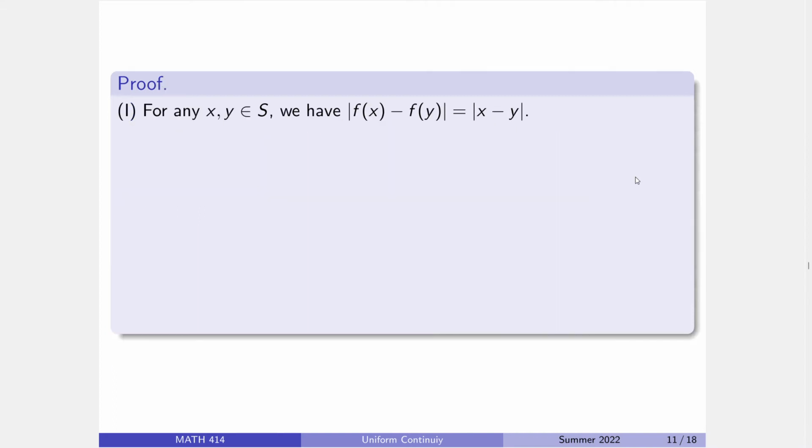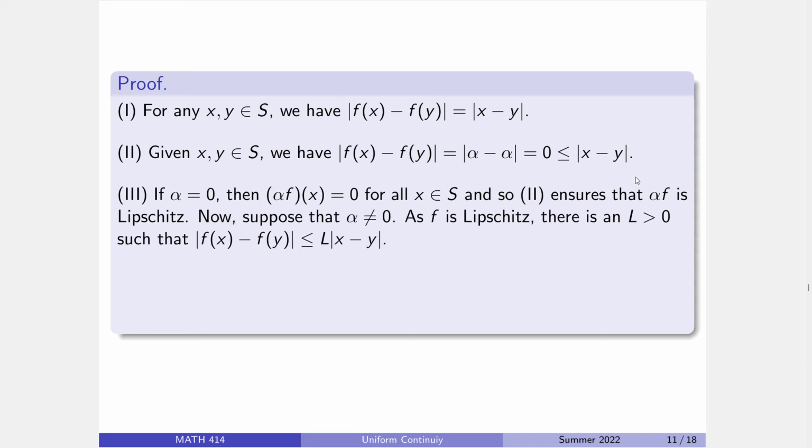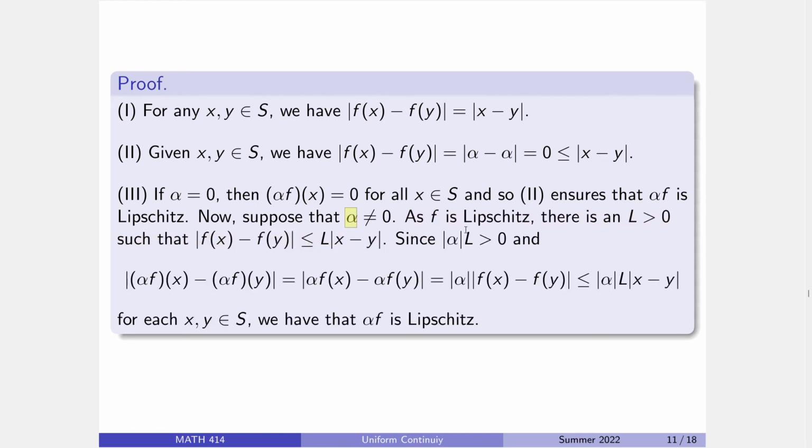Well, for the identity function, pick L to be positive 1. Done. For a constant function, pick L to be 1. Done. If I scale my function by 0, it's constant, so part 2 tells me it's Lipschitz. If it's non-zero, then since my function is Lipschitz, I know there is a positive capital L so that this holds. The absolute value of alpha is positive, so the product is positive. And if I now look at alpha f of x and alpha f of y, I can pull out the alpha. This, I know, can be made less than L times x minus y. And there we go. Alpha f must be Lipschitz.